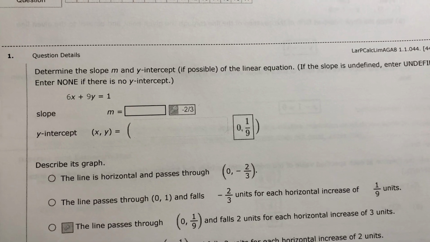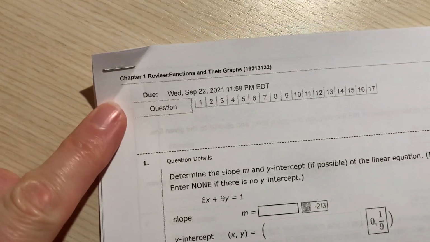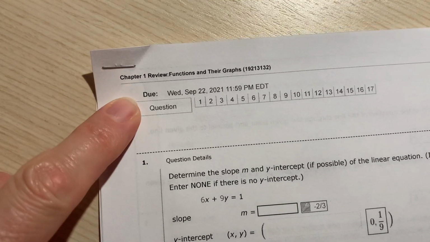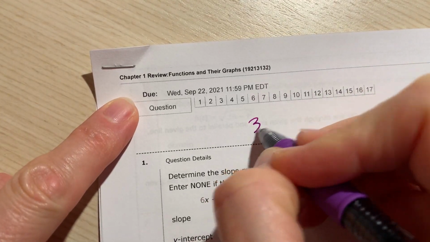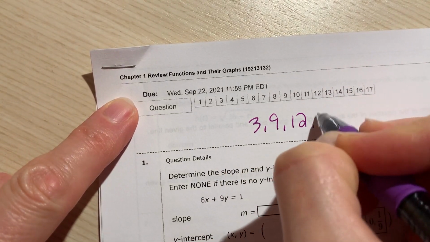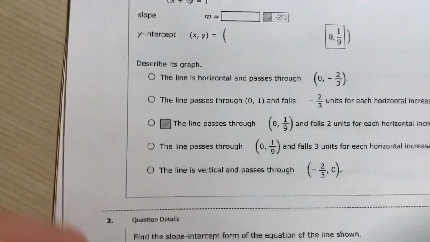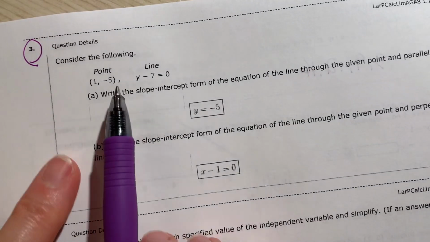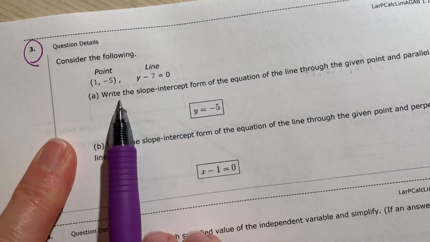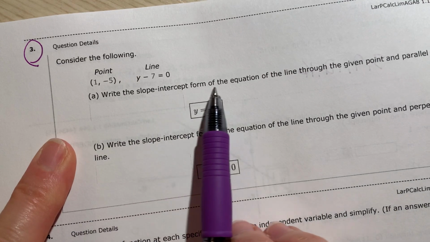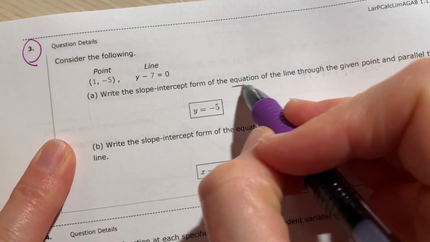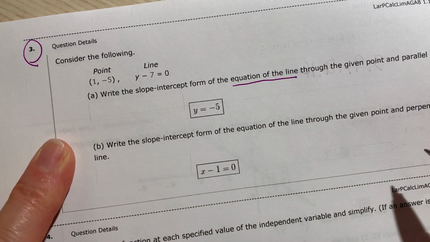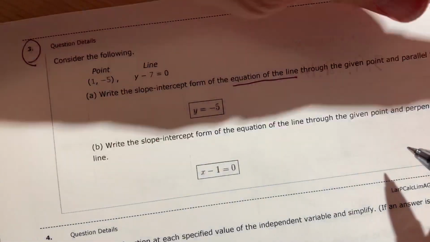So this video is the chapter 1 review in PreCalc, and I'm going to look at 3, 9, 12, and 16. Got some questions on those problems. So 3 is right here. They give you a point and a line, and it says write the slope-intercept form of the equation of a line. So you need a point and a slope to write an equation of a line.